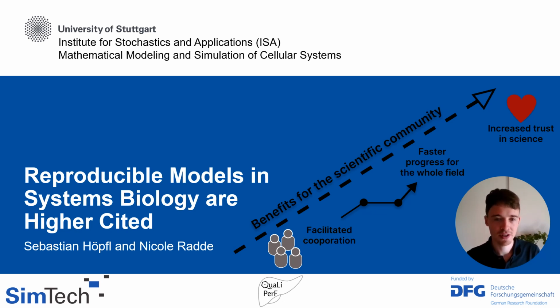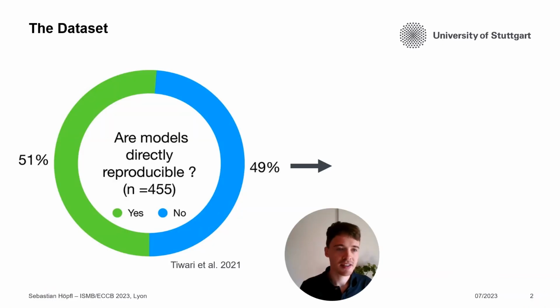Dear Systems Biology community, today I want to show you that reproducible models in systems biology get more citations than non-reproducible models. My name is Sebastian Höpfl from the Institute of Stochastics and Applications from the University of Stuttgart, and let's dive in directly. So here is the data set which we investigated.